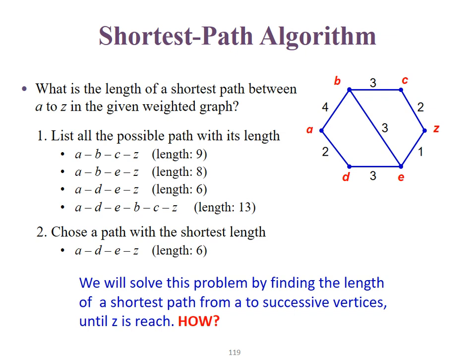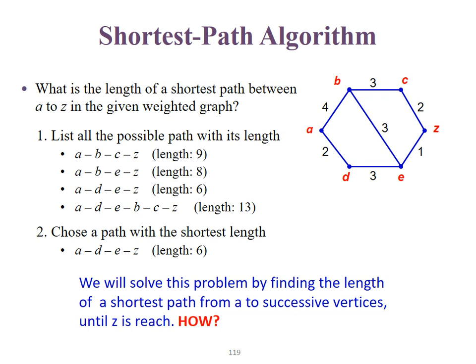Next, let's see how we discover the shortest path. Let's see this example. What is the length of a shortest path between A and Z in the given weighted graph? We have a graph here, and we want to find the shortest path from A to Z. Actually, you can discover all possible paths, then we calculate the cost for each different path.